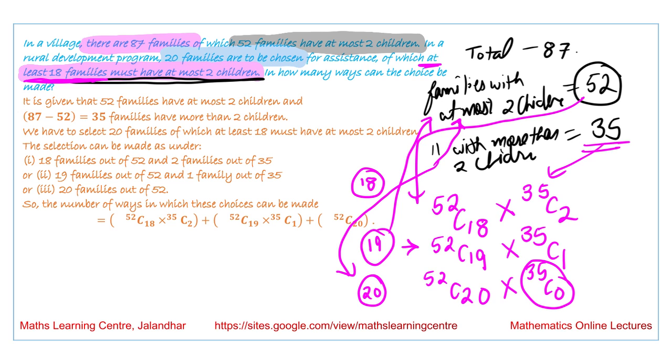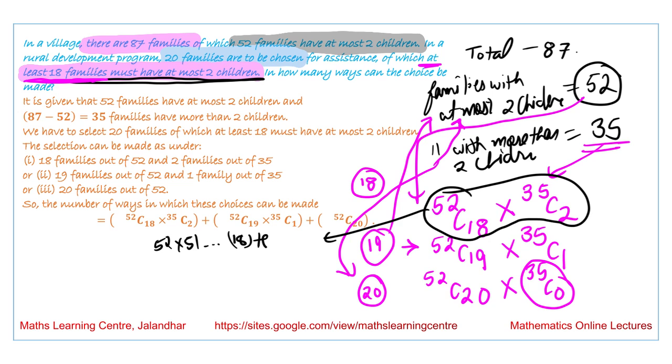No family is to be chosen out of these. So the answer we obtain over here in this first case is 52 into 51, and so on up to how many terms? We will have 18 terms, divided by 18 factorial. It is not feasible to manually calculate these answers, so we leave them as they are.